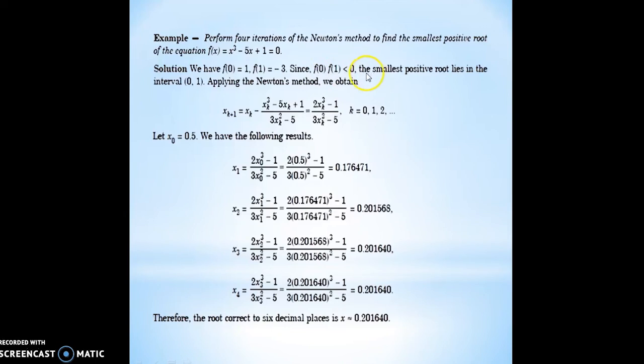So this shows us that the root lies between 0 and 1. So the smallest positive root lies in the interval (0, 1). Okay, so applying Newton's method we obtain: Newton's method tells us that x_{k+1} = x_k - f(x_k) / f'(x_k).